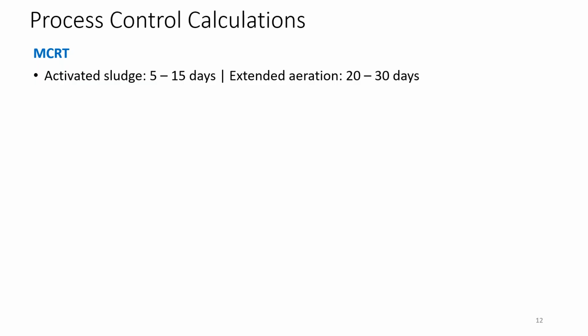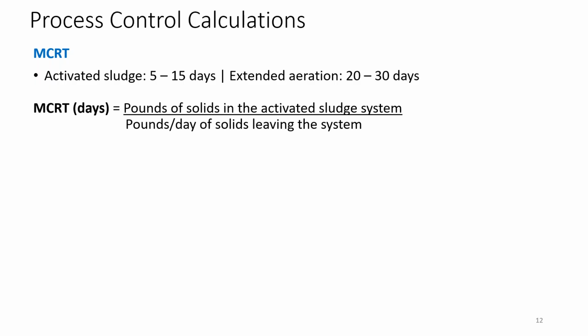For nutrient removal, we're holding that sludge a little bit longer. We're recirculating it a little bit longer than we would just for BOD. So we're going to be closer to the larger part of that range, and a lot of experts recommend at least 10 days for nitrification. For extended aeration, something like an oxidation ditch, we have a longer time that we retain sludge at 20 to 30 days. And here's the equation that we use for that.